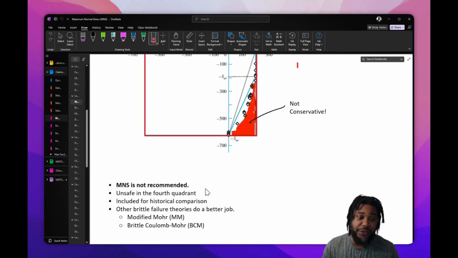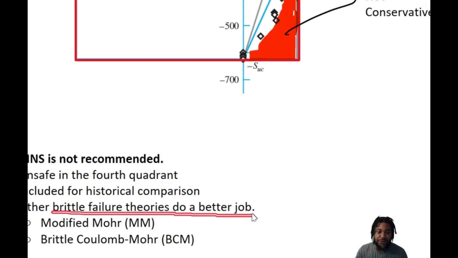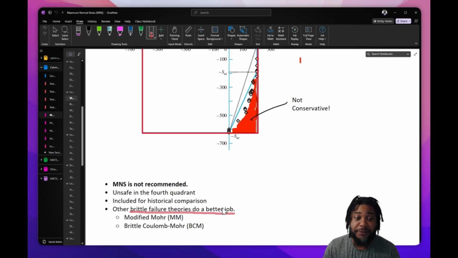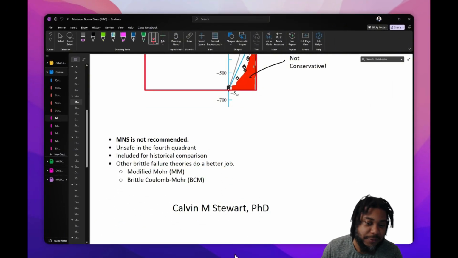But we still include it for historical comparison and because it is kind of the simplest, the most classic one that we know of. There are other brittle theories that do a better job that we're going to learn about. And with that, we're done with maximum normal stress.